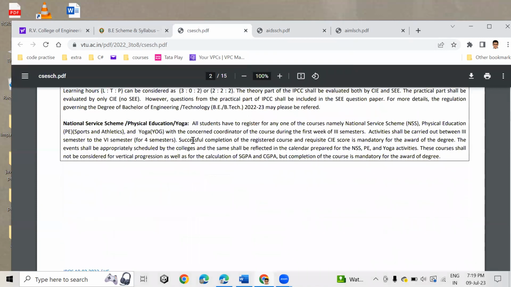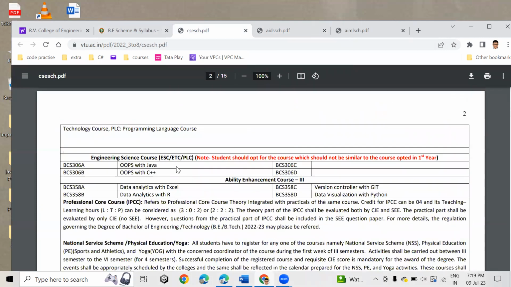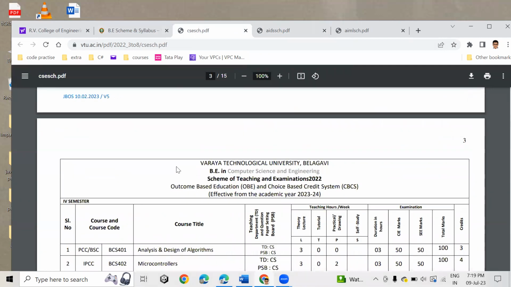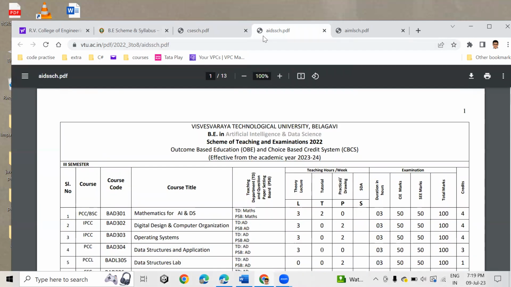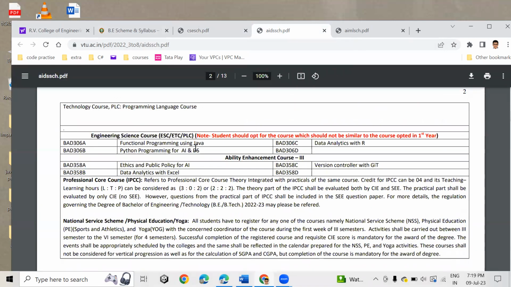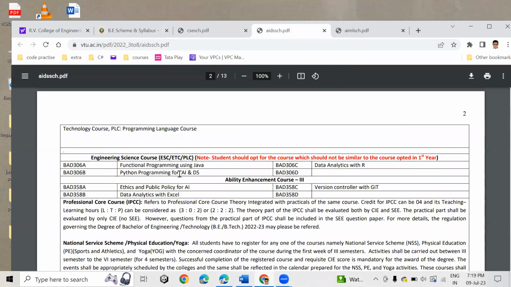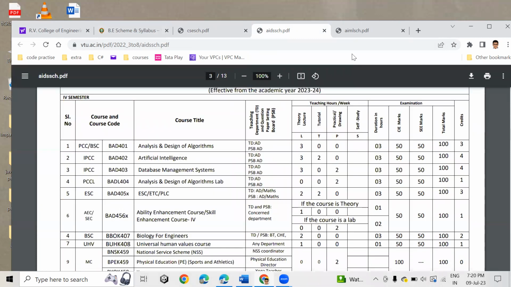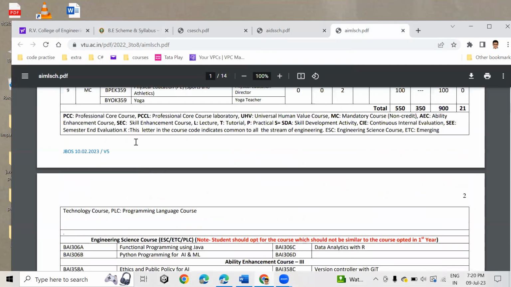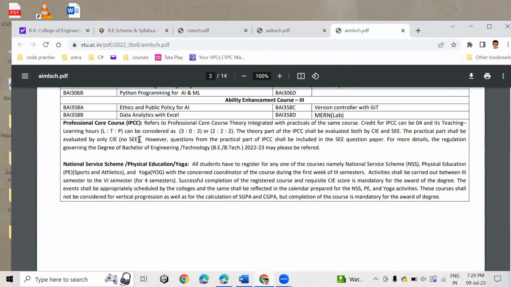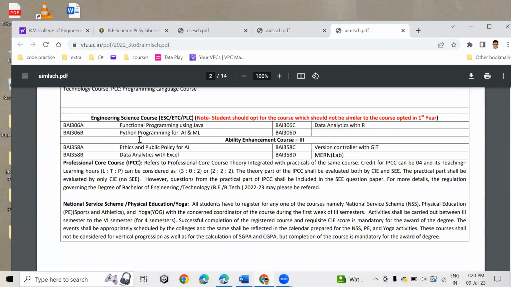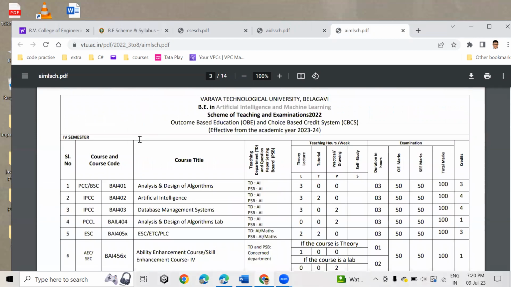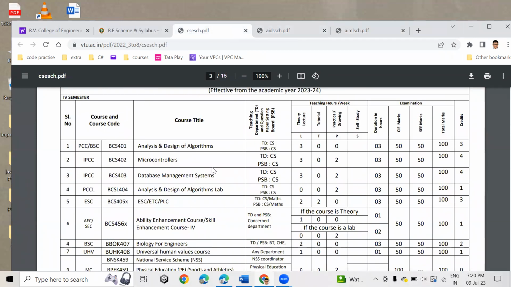Next, let's go on to the next, and these are some other optional subjects. Here the optional subjects are a bit different, as they relate particularly to AI and DS. So these kinds of optional subjects are there in this. Here also the optional subjects are different, but mostly the same. Then let's go to the next.